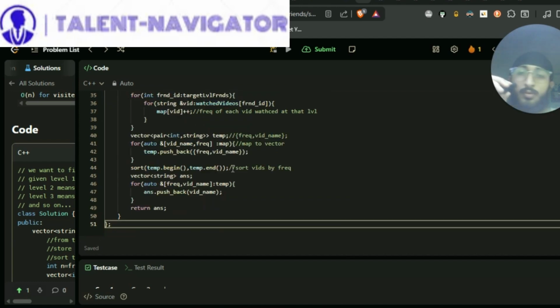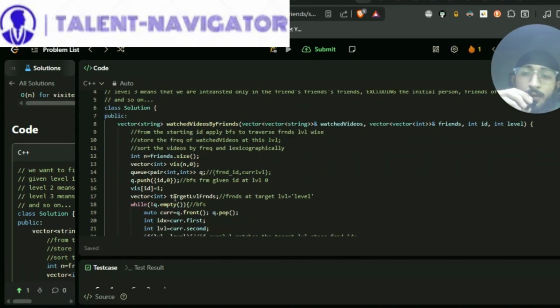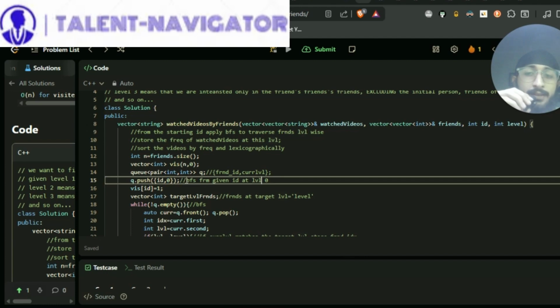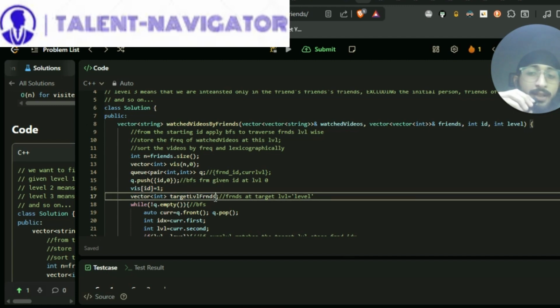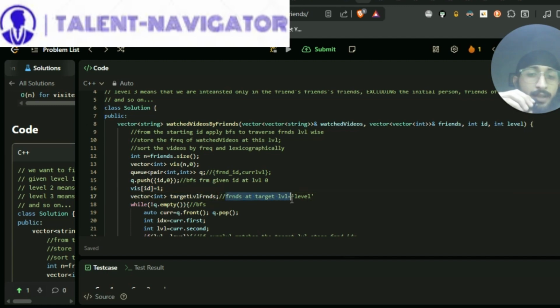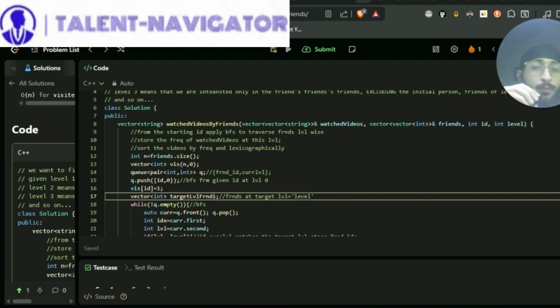I'll show you. Instead of answer, what we're doing is we're storing visited, and a queue q for storing our friend's id and the current level that we are at, and we push the id along with the level, which is 0. That is BFS from the given id at level 0. We start with this and mark the starting id as visited, so we set it as 1. And this is a vector of int target level friends. It would store the friends at the target level, so the final level that we have to reach.